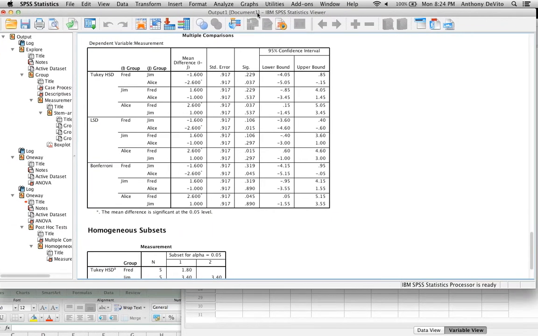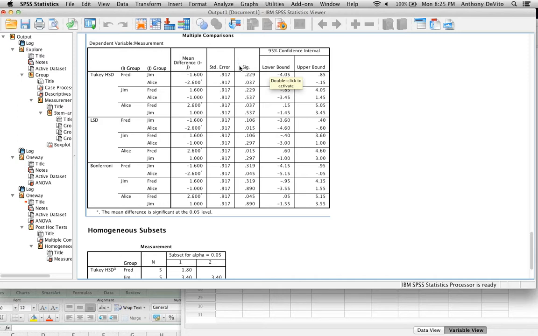Now SPSS does something that's really kind of silly here. I'm going to look at Tukey first. This is one type of post hoc test. It compares Fred to Jim and Fred to Alice. Then it compares Jim to Fred and Jim to Alice. Then it compares Alice to Fred and Jim. See, there's a duplicate in here. Fred to Jim is here and Jim to Fred. Comparing Fred to Jim and Jim to Fred is the same thing, so it does the test twice.